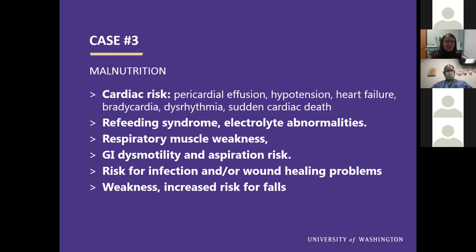These are some of the complications of malnutrition, both for surgery and just in general. So these patients are at risk for pericardial effusion, hypotension, heart failure, bradyarrhythmias, and sudden cardiac death, primarily related to electrolyte abnormalities. They have weakness all over, respiratory muscle weakness, and then just skeletal muscle weakness, putting them at risk for falls. They have GI dysmotility, usually are severely constipated, and also may have swallowing muscle weakness leading to an aspiration risk. And of course, they're at risk for infection and wound healing problems.